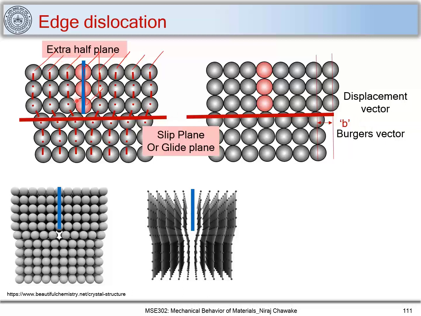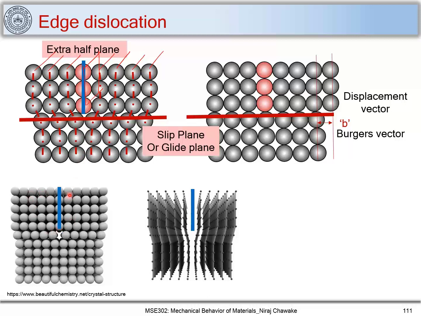We have been introduced to an extra half plane, by which, after inserting, I can see that the perfect crystal was made into a defective crystal. So I have inserted this extra half plane, or I can say that I have removed an extra half plane from the bottom. So another thing I can say is that the extra half plane is added or the extra half plane is missing when I am talking about a dislocation.